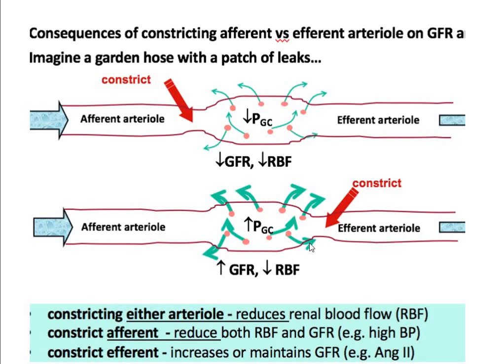Obviously, renal blood flow will be less because there is constriction somewhere in the pathway. Our renal blood flow is going to decrease. Okay, so constricting either arteriole, afferent or efferent, will reduce the renal blood flow. But constriction of the afferent arteriole will reduce GFR also.